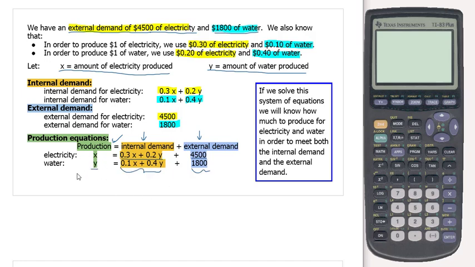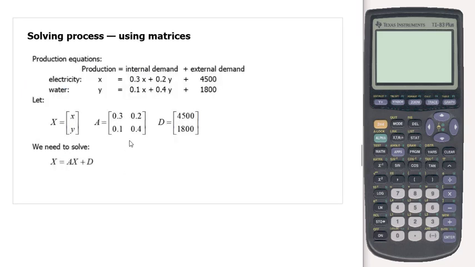So now we have a system of two equations and two variables, and we have methods to solve this. We could just use substitution and elimination, but when these systems of equations have more than two variables, the solving process is a little bit more complicated. So we're going to use matrices in order to solve this. Let's look at how we would solve this in terms of matrices.